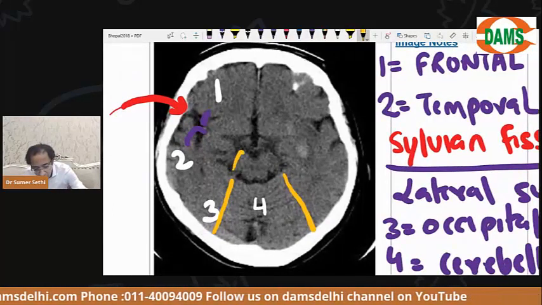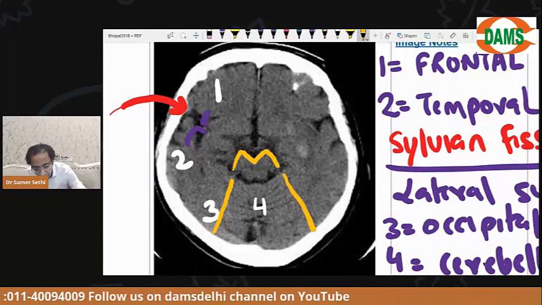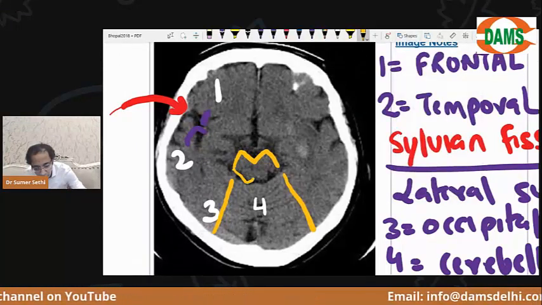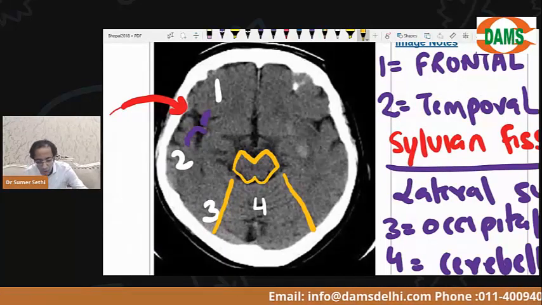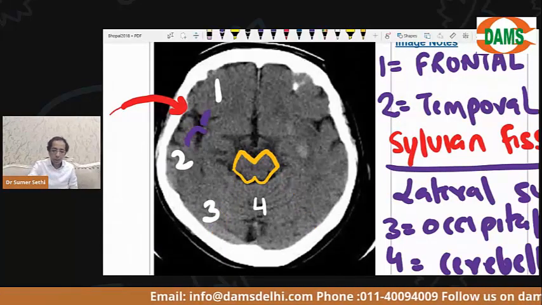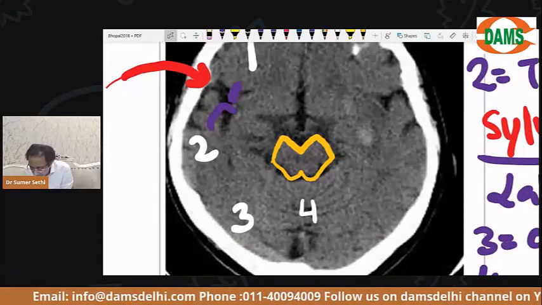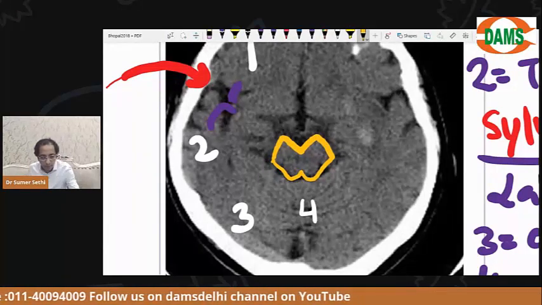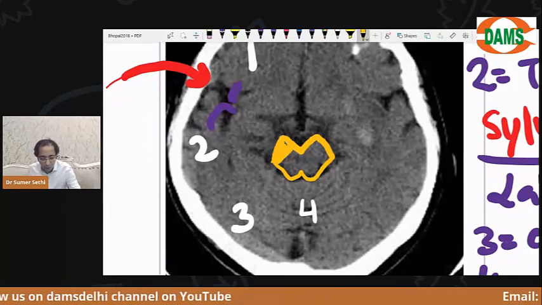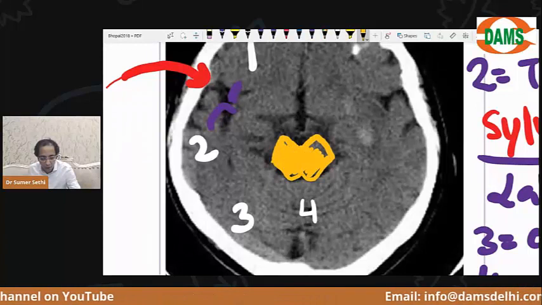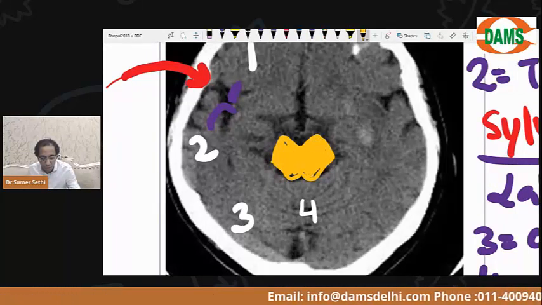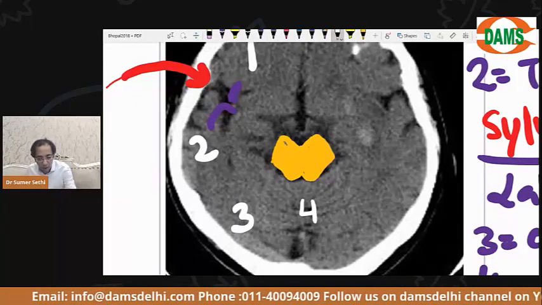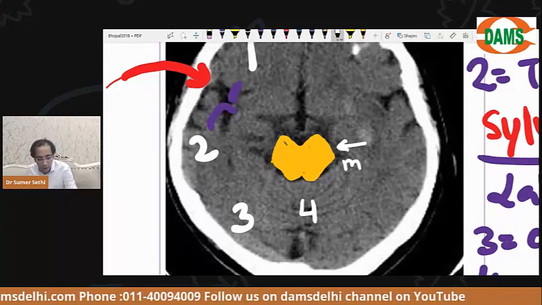What structure do you think this is? This is a previous 2019 NEET exam question that I'm now showing you. Name the structure highlighted in yellow color. What could be the structure that I'm trying to highlight for you? Anybody? That is your midbrain.